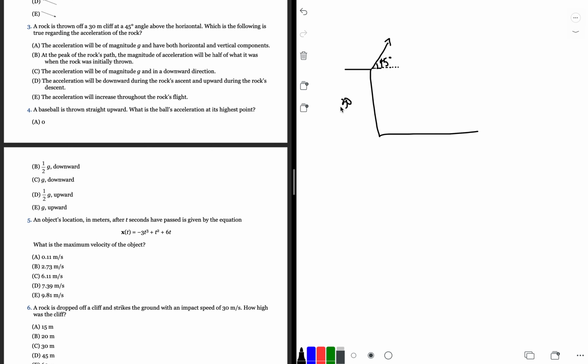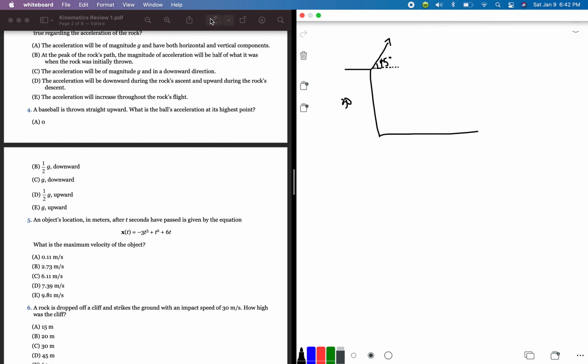B, at the peak of the rock's path, the magnitude of the acceleration will be half of what it was when the rock was initially thrown. Again, we know that g remains constant, so that's not true. C, the acceleration will be of magnitude g and in a downward direction. We know that that is true. So C must be true.